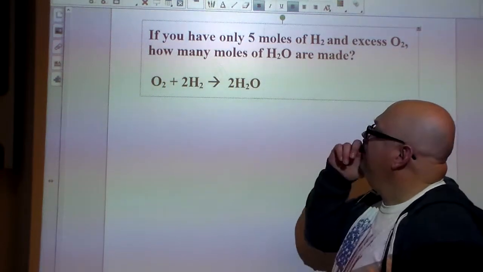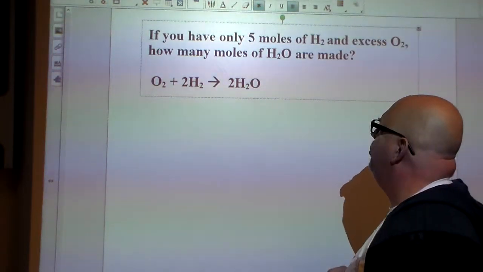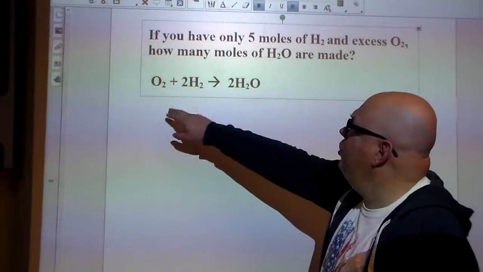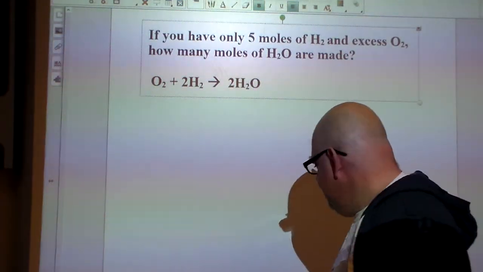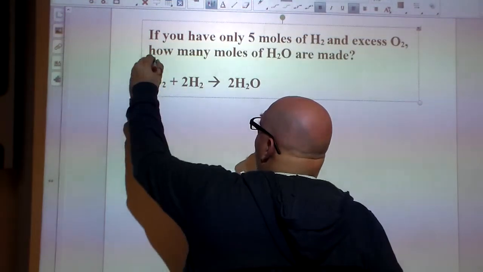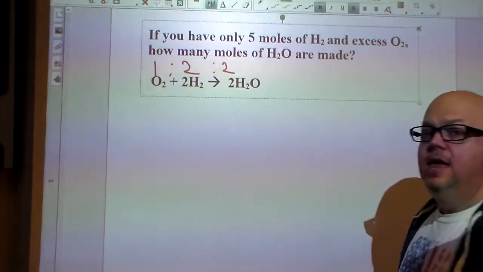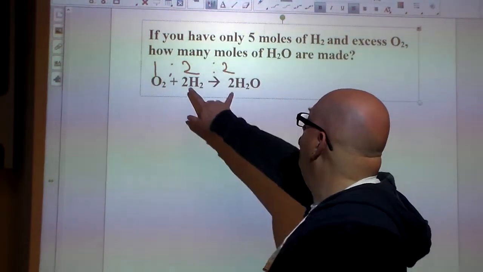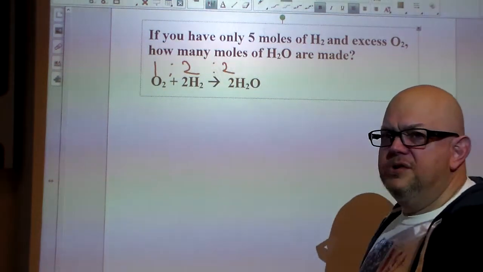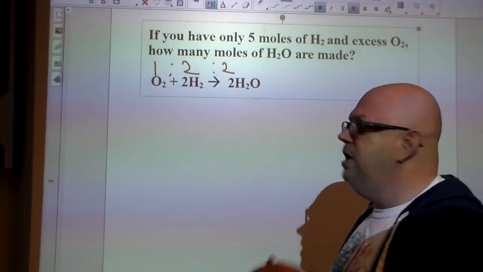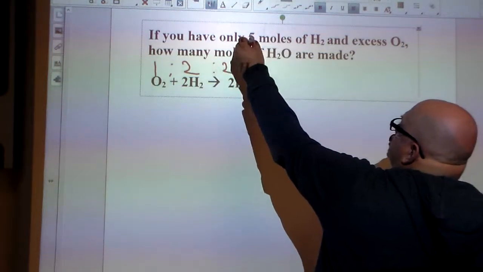So when we look at something like this, there's some pieces of information that we're going to need. We know that there's O2 plus 2H2 gets us 2H2O, so that means there's a ratio, and that ratio is 1 to 2 to 2. Remember that we are looking at our coefficients here. Those are the coefficients that we need to look at because that's what tells us about the mole-to-mole ratios.